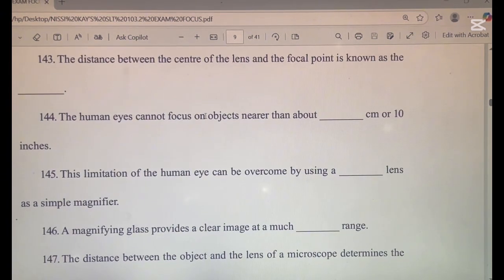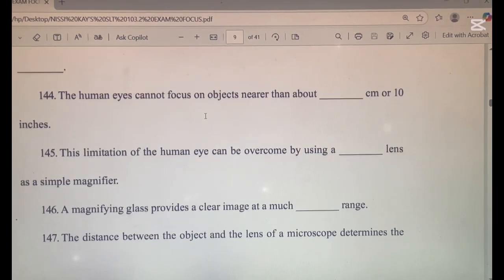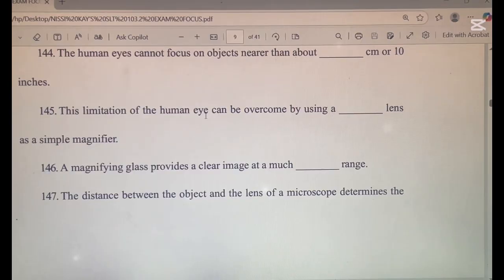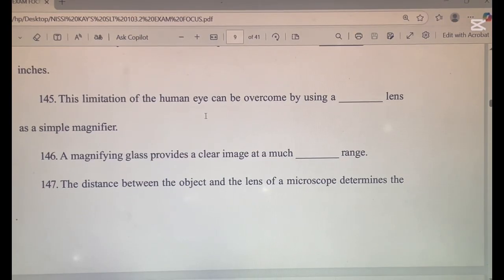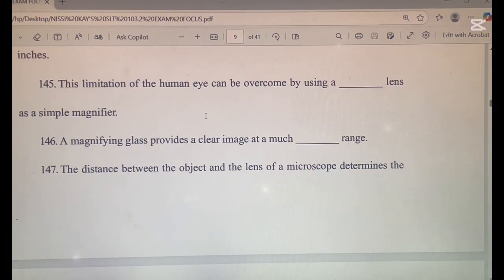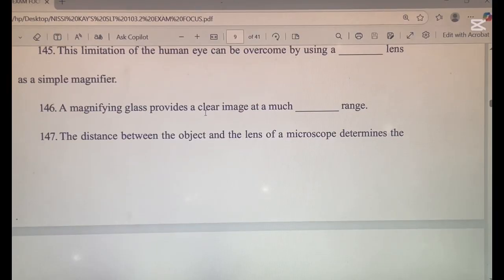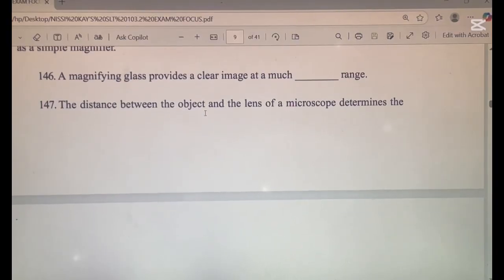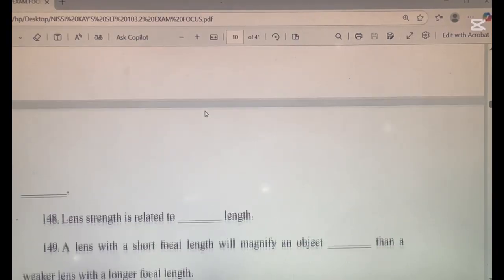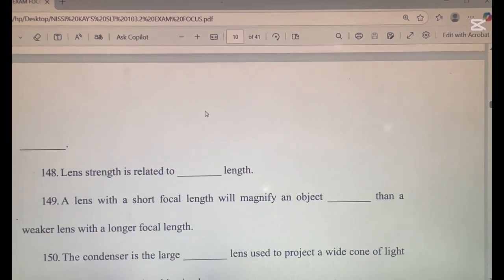The human eye cannot focus on objects nearer than 25 cm or 10 inches. This limitation of the human eye can be overcome by using a convex lens as a simple magnifier. A magnifying glass provides a clear image at a much closer range. 147. The distance between the object and the lens of a microscope determines the magnification.